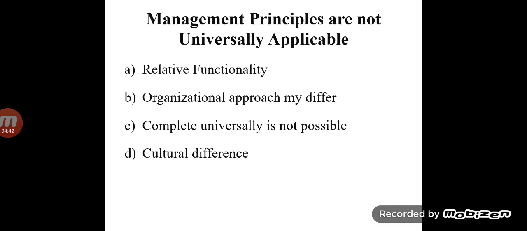The third point is that complete universality is not possible, or in simple words we can say that whatever techniques we are using in our country, the same techniques cannot be used by other countries, or 100% of techniques which succeed in our country cannot succeed in other countries.